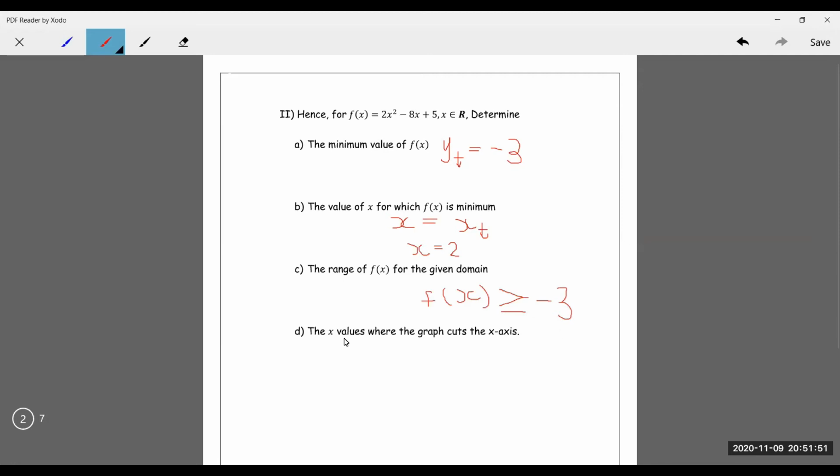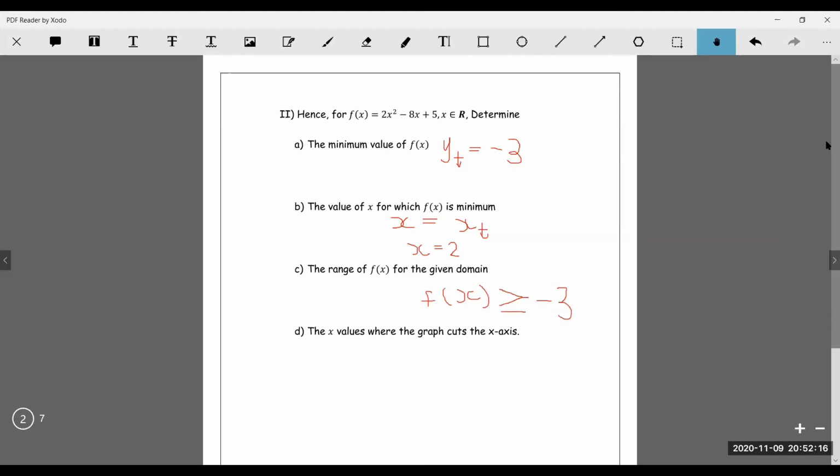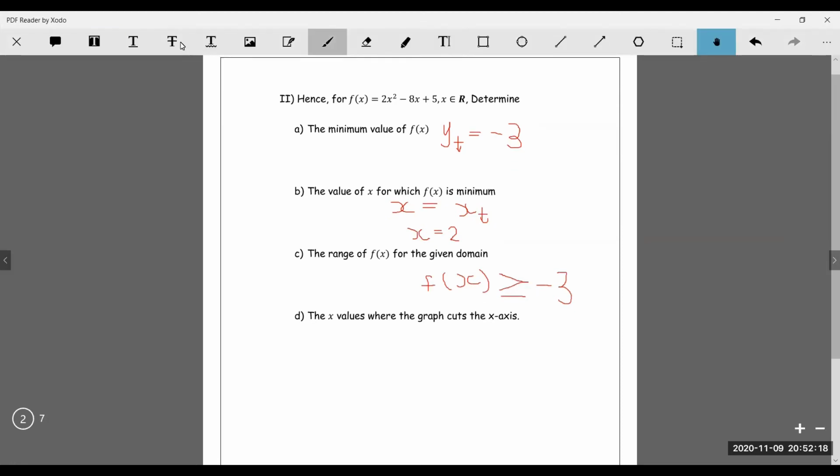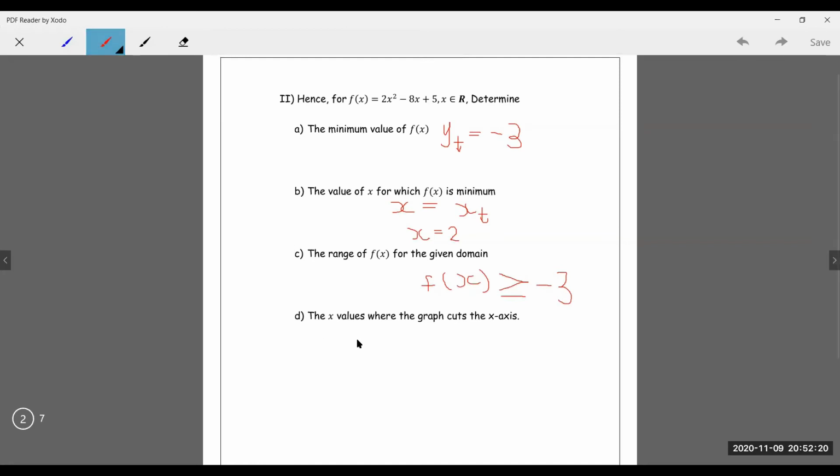Now right here, it asks to find the values of x for which the curve cuts the x-axis. To find the values of x for which the curve cuts the x-axis, we're solving this quadratic equation. We're solving the quadratic equation when it's equal to 0, because on the x-axis, y is equal to 0. So all we have to do is set the quadratic equation equal to 0.